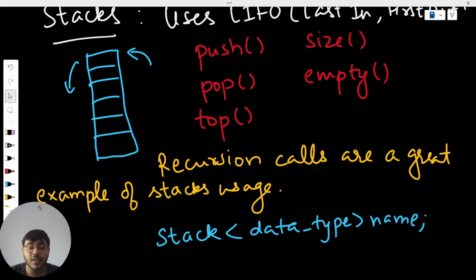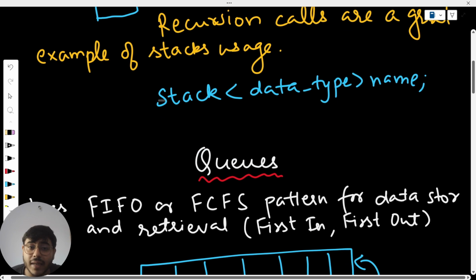And that is how a function recursion stack is maintained. You might have heard about recursion stack overflow. It is the same thing. Function calls are stacked one above another. Whenever it exceeds the memory limit, it gives you stack overflow, right? And you can declare a stack in this way: stack, the data type, and the name of the stack that you want to give it. In this way you basically declare a stack in C++.